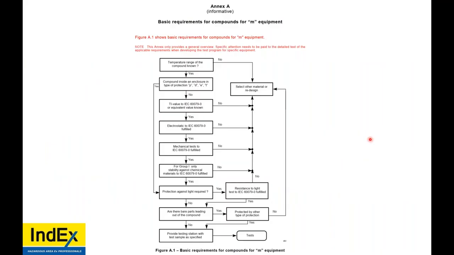Human factors. Now, Annex A, basic requirements for EX compounds for EXM. This is for the manufacturers, on how to select the correct type of compound. Temperature range of the compound known? No. Well, select another material or redesign. Yes. Is the compound inside of another EX protection technique? Yes. Everything's nice and easy.